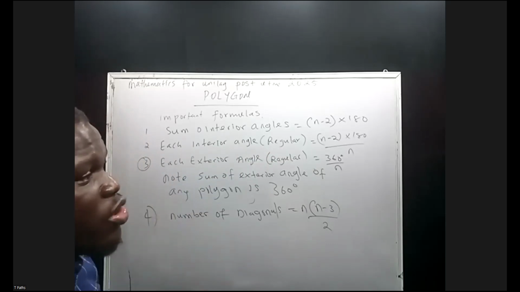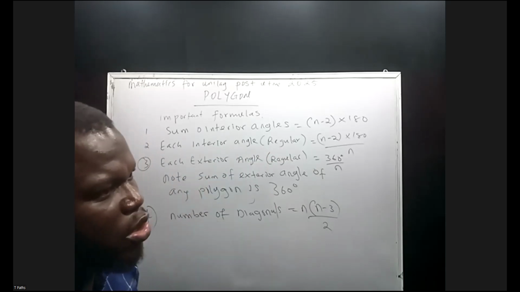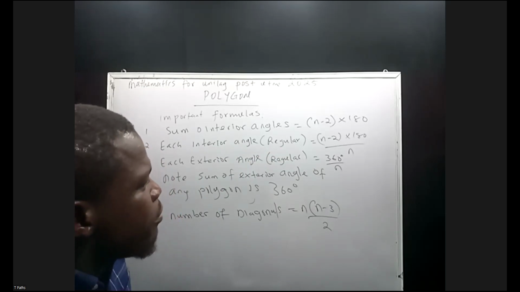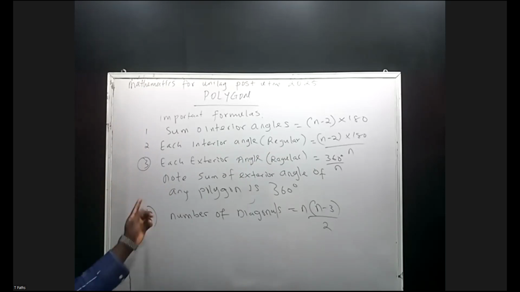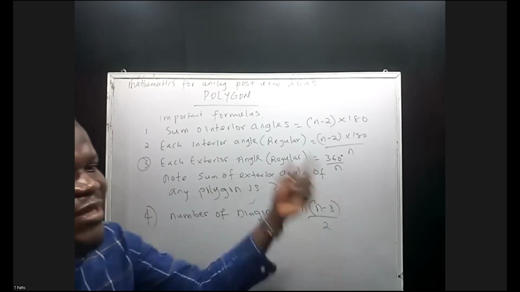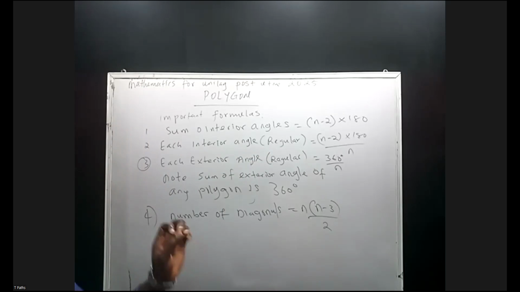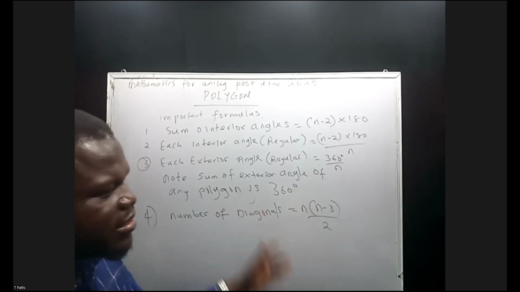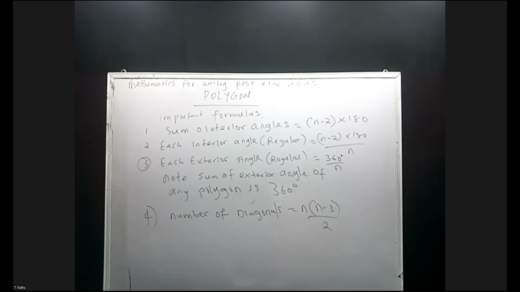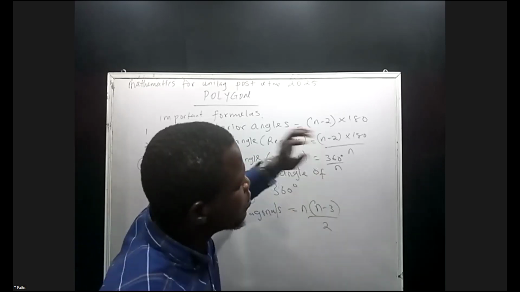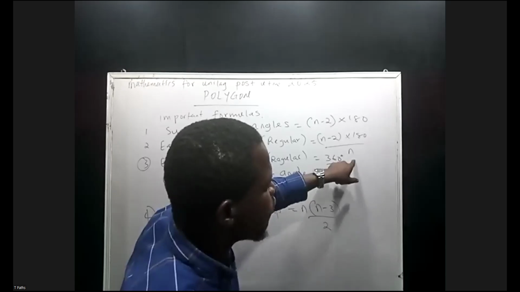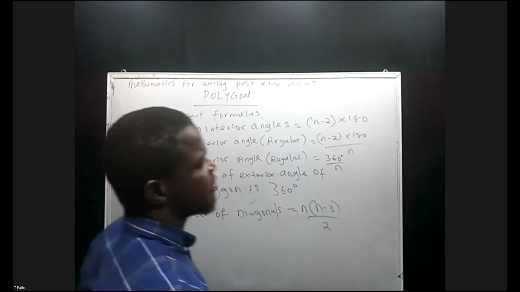What are we saying? Of all the regular polygons, the regular triangle is the equilateral triangle. An equilateral triangle has all sides equal, and the sum of its angles is 180. 180 divided by 3 is what? Using this formula, say n is 3: 3 minus 2 is 1, 1 times 180 over 3 is 60, 60, 60.